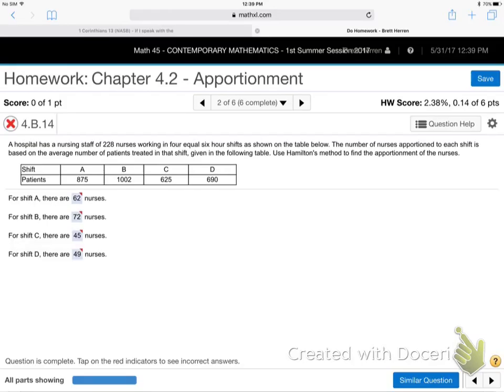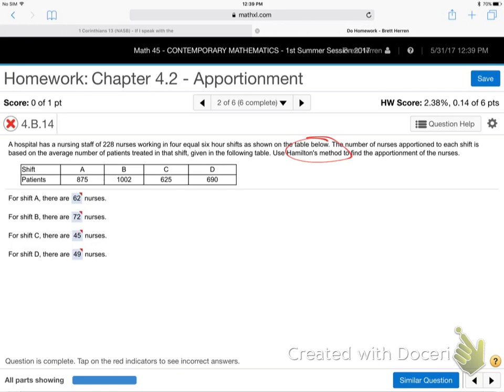So I'm doing number 2 here. It says, all right, 228 nurses, whatever. They're all the same problem. It doesn't matter if it's nurses and representatives or waters and Congress, whatever. It's all the same thing. You're having representatives. So here we go. And this one's Hamilton's. So remember how Hamilton's works?